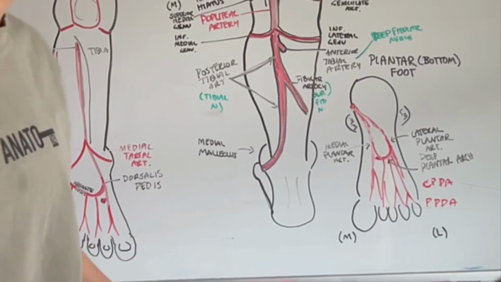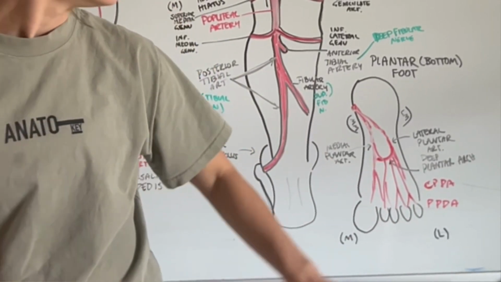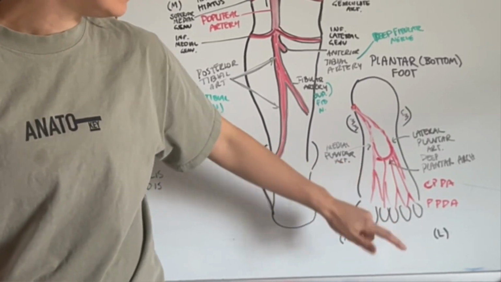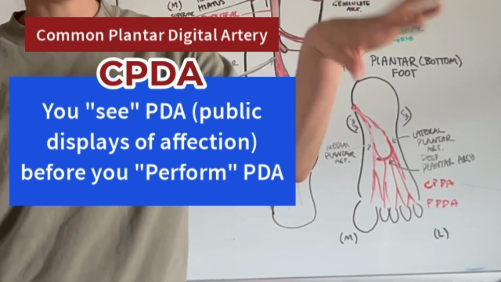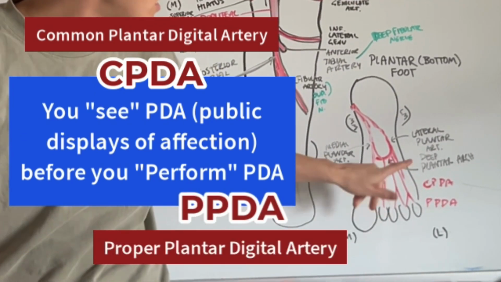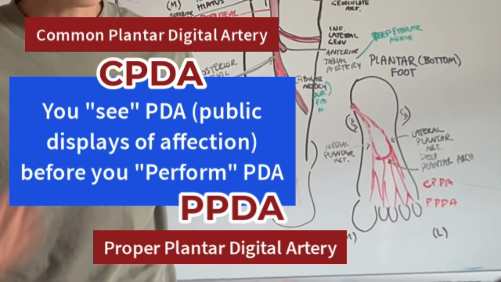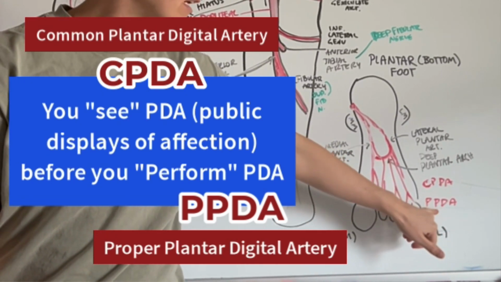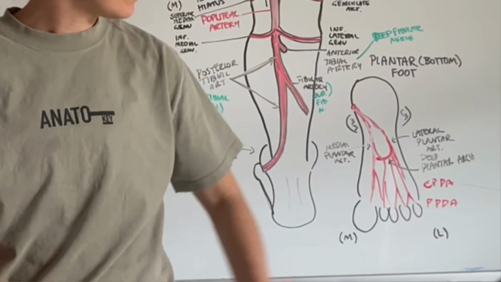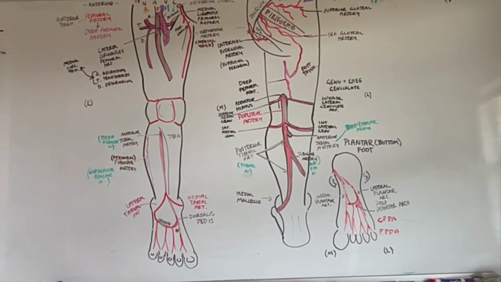My way of remembering that, they test this way less in the feet. It's mostly tested in the hands. But the way I remember the difference between common and proper is you see PDA, like you see it. You see someone doing PDA and you're like, whoa. And then you perform PDA later in life. Maybe, I don't know. That's how I remember it, for common plantar digital artery versus proper plantar digital artery. Proper is more specific. You see PDA before you perform PDA. And that is the entirety of the arteries of your lower limb that you need to know about.